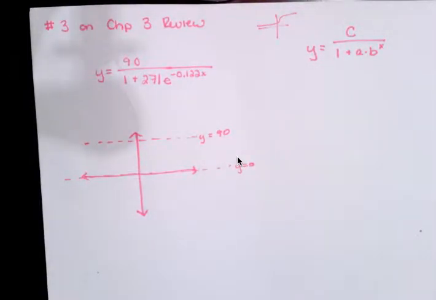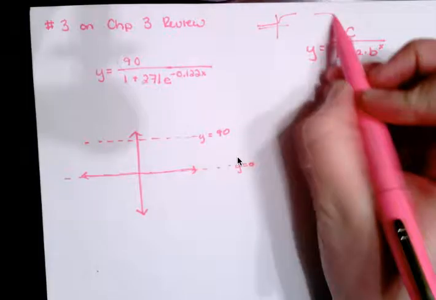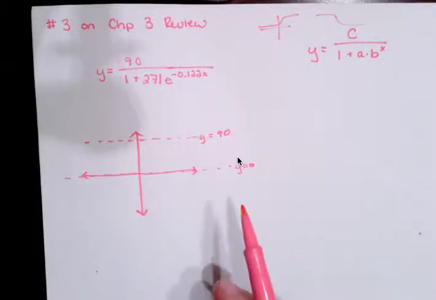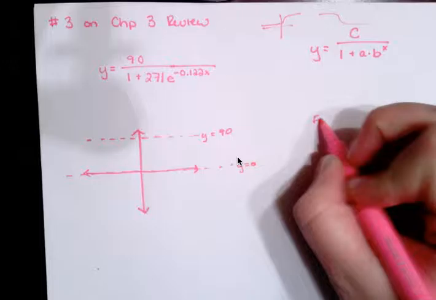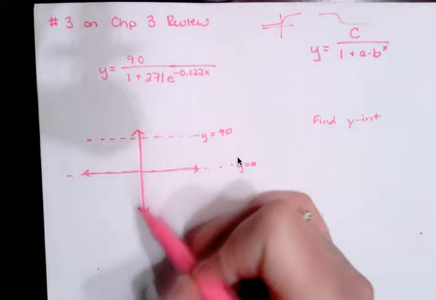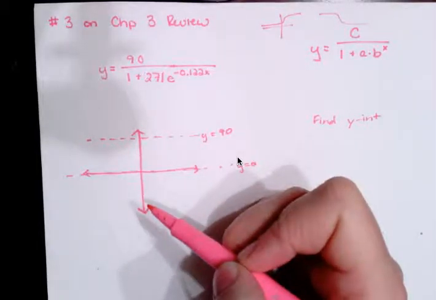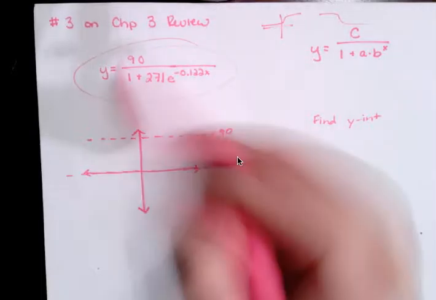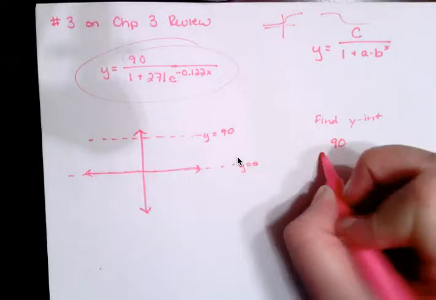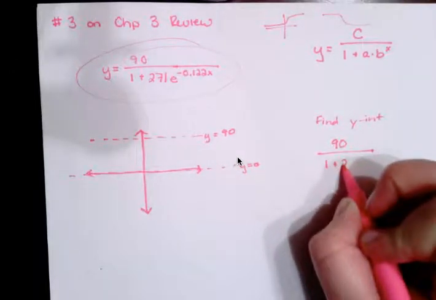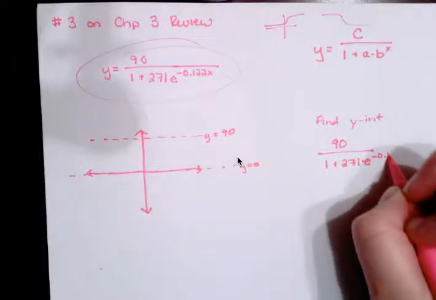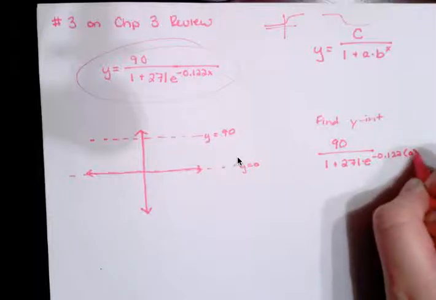So then to graph this, we know it's going to make some S shape. It could also look like this and go the opposite way. So what we first have to do is find our y-intercept. To find your y-intercept, all you have to do is plug in 0 for x, because wherever you cross the y-axis, x is equal to 0. So I'm going to take my entire equation, and instead of x, I'm going to replace it with 0. So I'd get 90 divided by 1 plus 271 times e to the negative 0.122x, but x is 0.